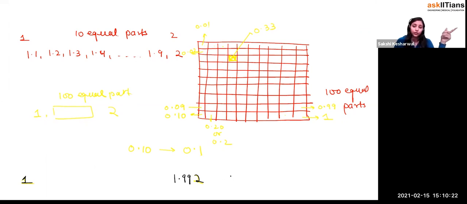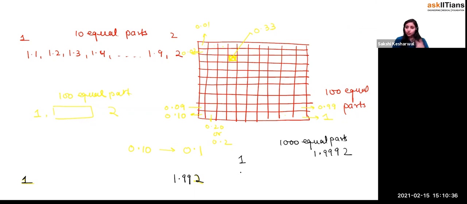Now similarly, let us suppose you're going to divide 1 and 2 into 1000 equal parts, then you will be writing this as 1.999. This will be your value. This is how we write, right? So please understand this very clearly, how you are doing the division. It depends on whether you're dividing the two numbers into 10 equal parts or 100 equal parts or 1000 equal parts or 10,000 equal parts, that is the way we write, right? I think this much is clear to you.